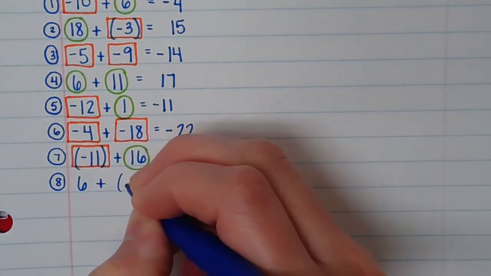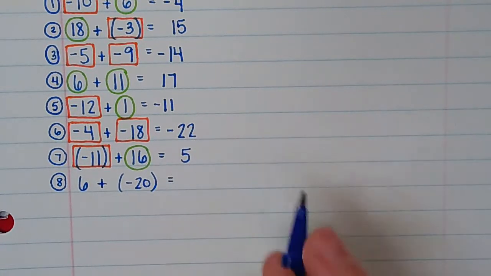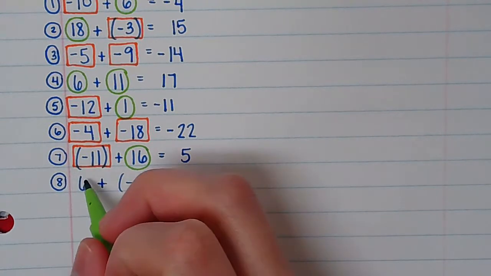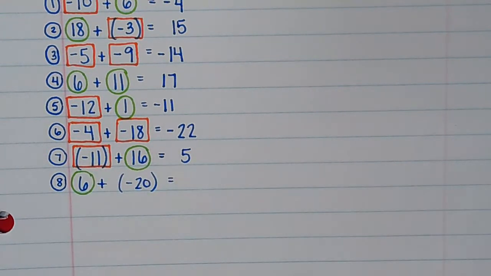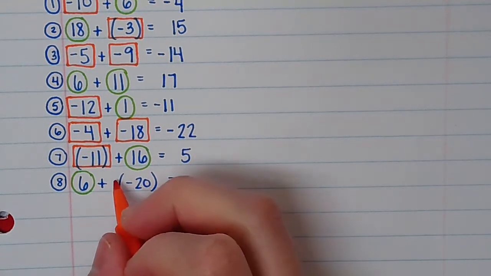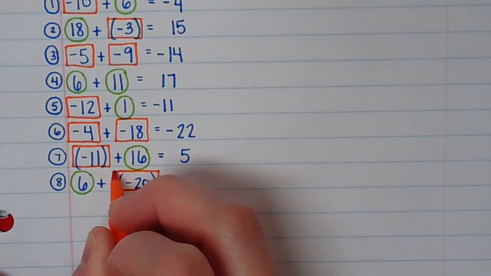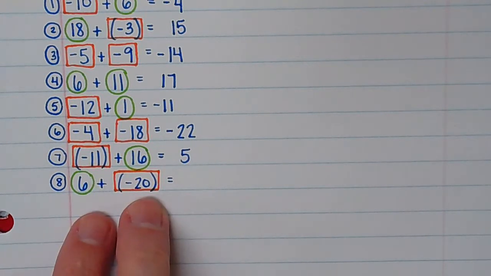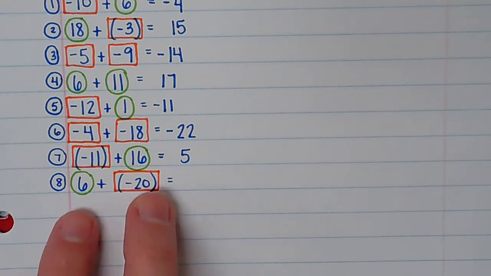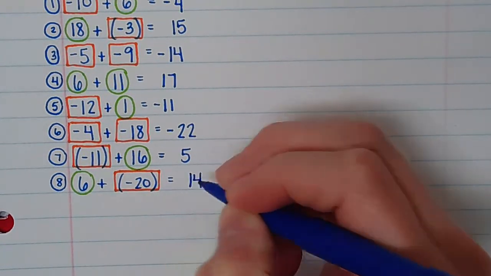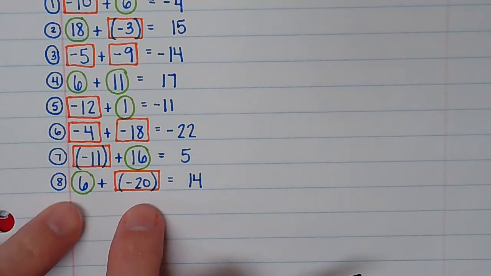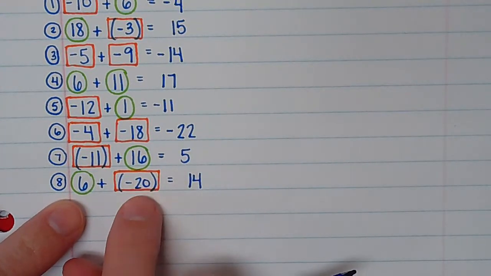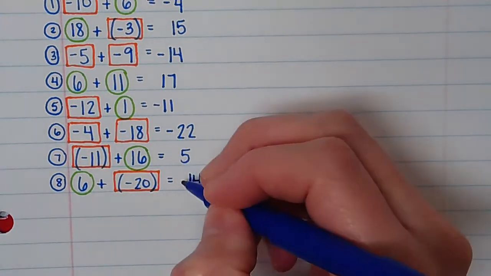6 plus -20. Okay, let me get my colors. So 6 is positive, but this one is negative. I'm seeing different colors, I'm seeing different shapes. So that must mean my signs are different. So if it's different, I subtract. So 20 minus 6 is 14. I've got 6 chips on this side, but I've got 20 chips on this side. So that tells me that 20 is bigger, but 20 is negative. So therefore, my answer has to be negative.